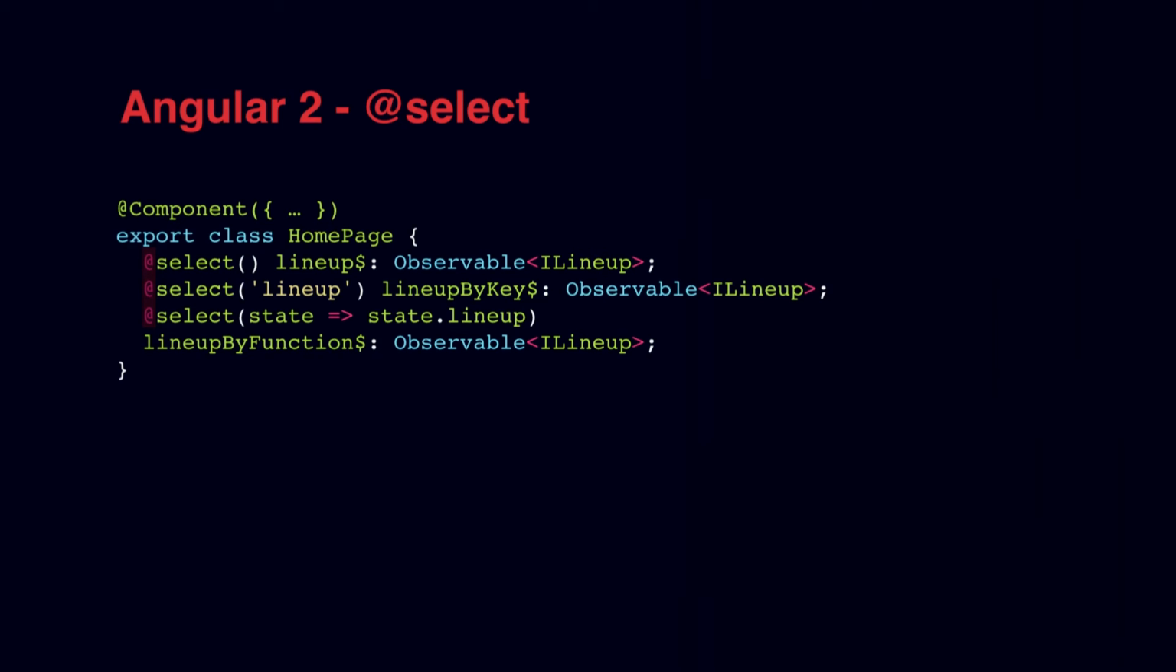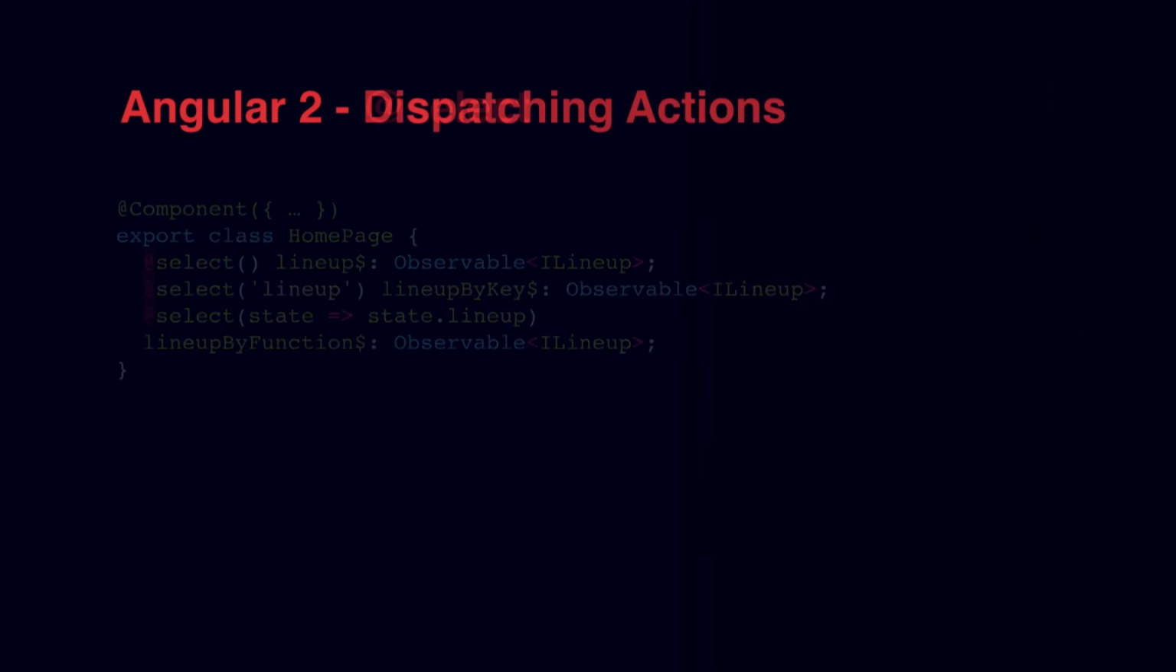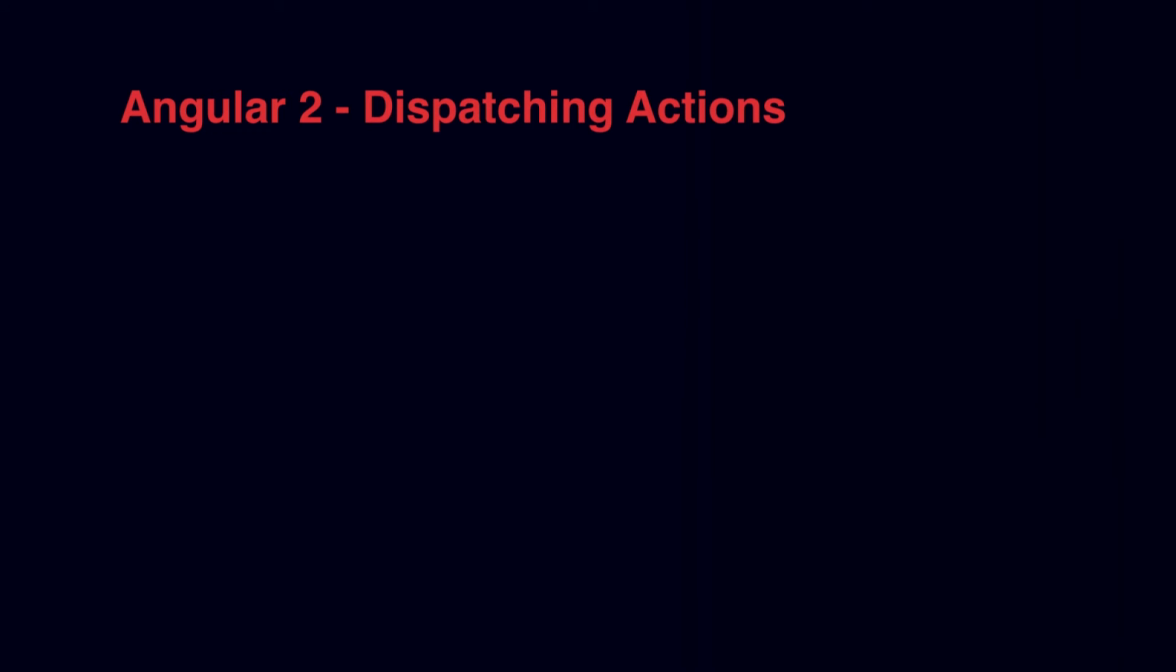So I tend to prefer this setup, but not everybody is comfortable with decorators because they're still technically an experimental feature. Although, if that changes, I think Angular 2 as a whole is in big trouble. So I don't expect it to change. So that's the getting data out of your store side of the dispatch loop.